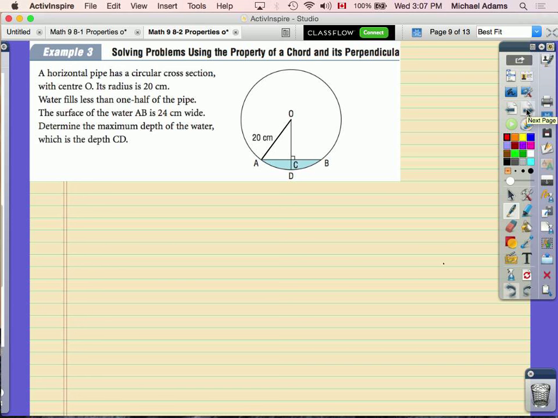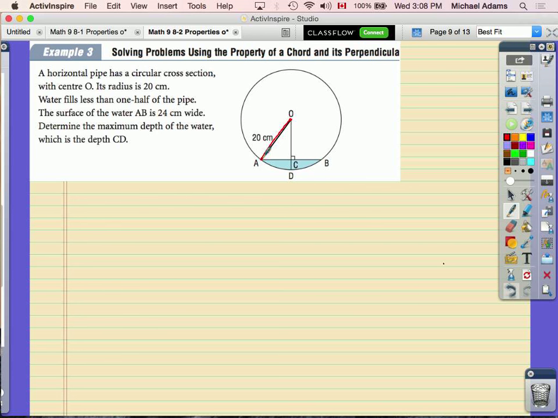Now, let's take a look at this one. Now, to do this one involves a little bit more of a thinking process on our parts. Let's take a look at the question. It says a horizontal pipe has a circular cross section. So this is a circle, it's a cross section, okay, with center O. So there's the center, we'll do this in red. Okay, its radius is 20 centimeters. So here's the radius. So from here to here is 20 centimeters.